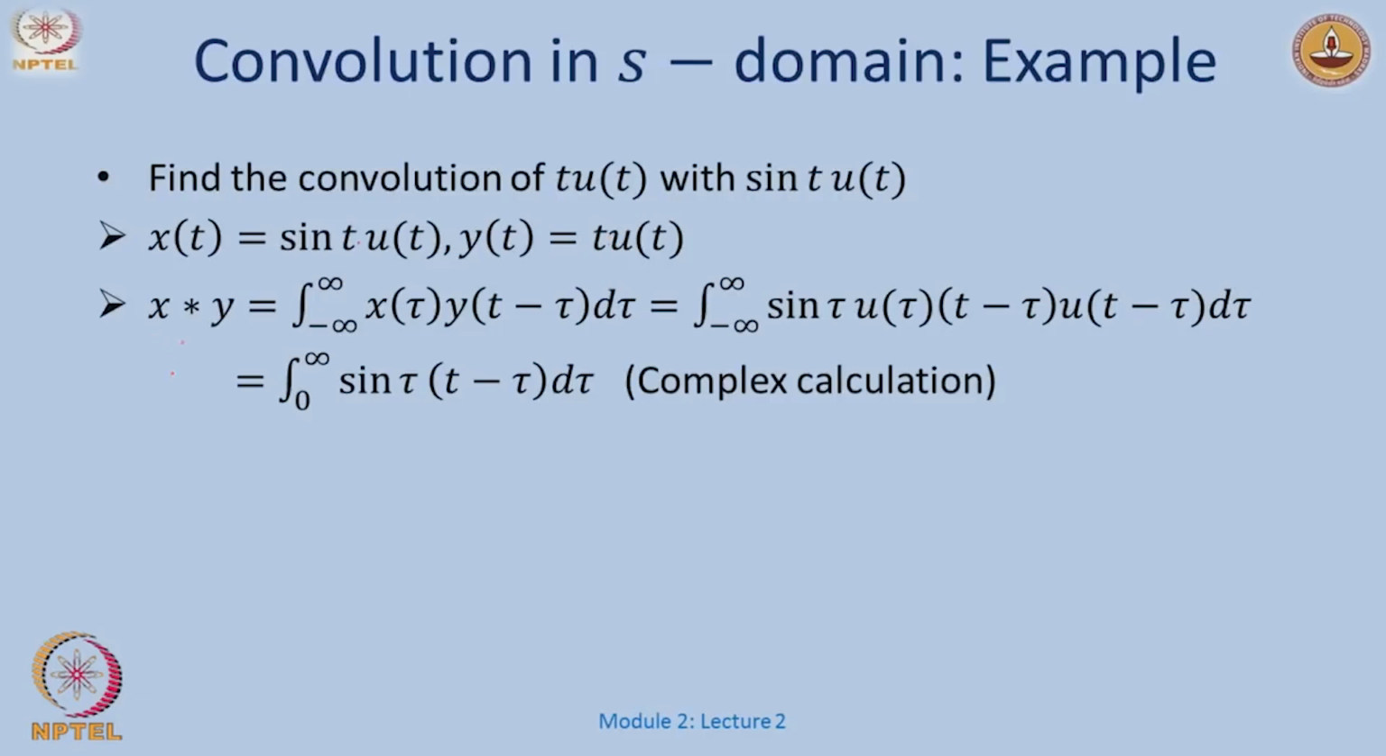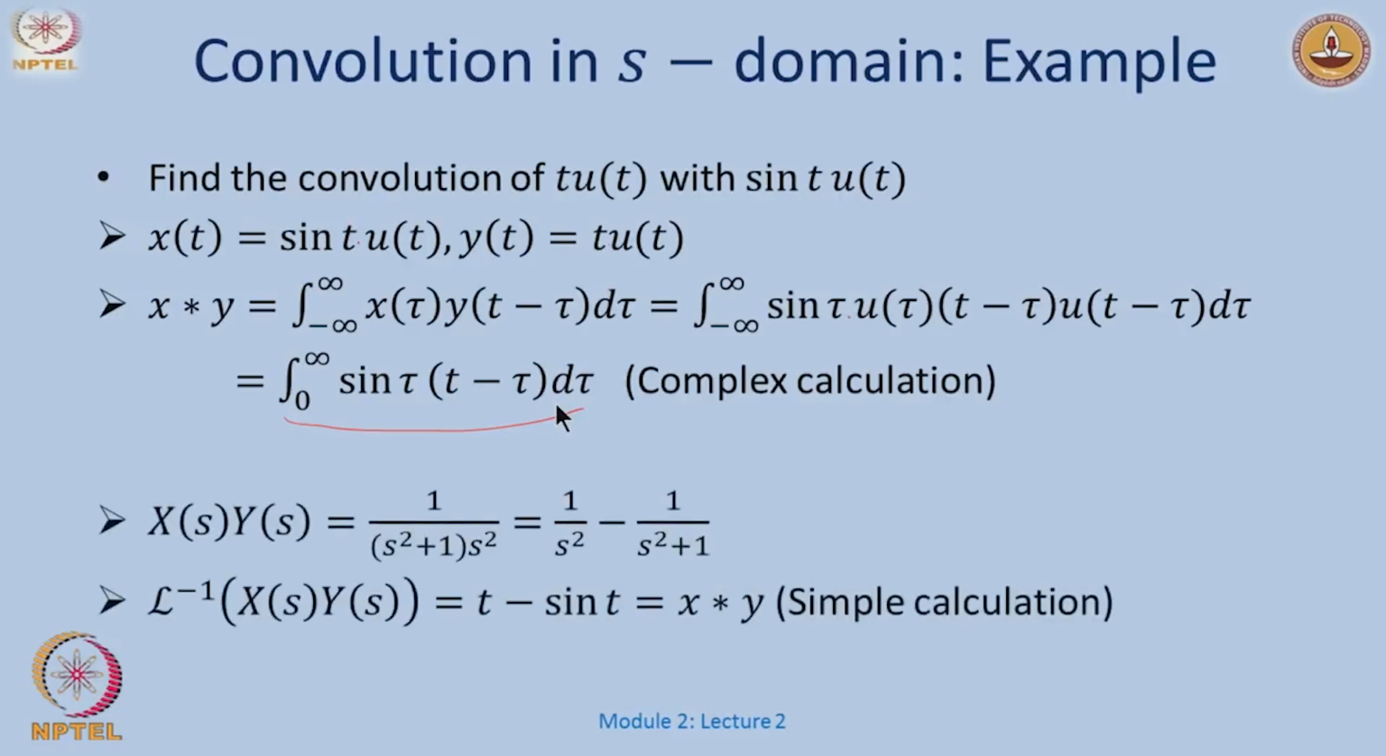If I just go by the formula, x convolved with y, going from minus infinity, this is the integral of x of tau y of t minus tau d tau, I just substitute for each of the signals, and since u of t is the unit step starting at t equal to 0, I need to compute this kind of complicated looking integral, right. Instead what I could do is I can just go to the Laplace domain or the S domain.